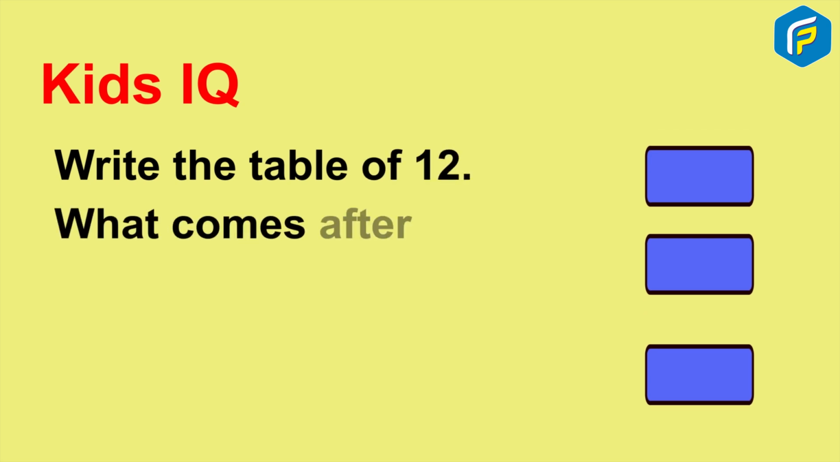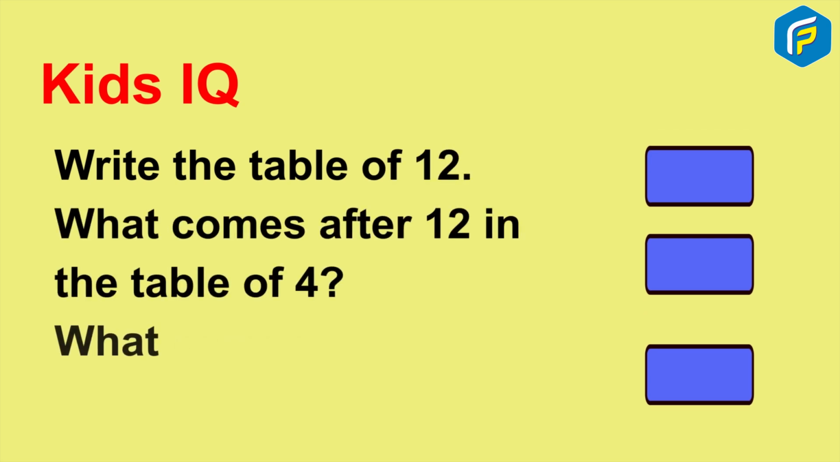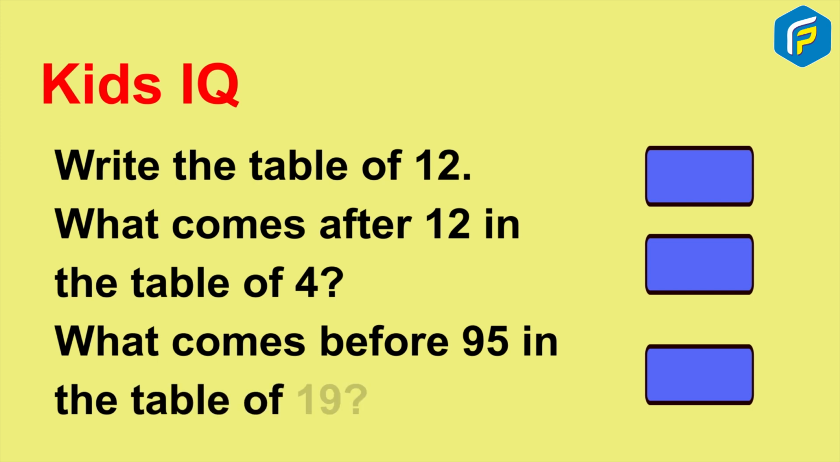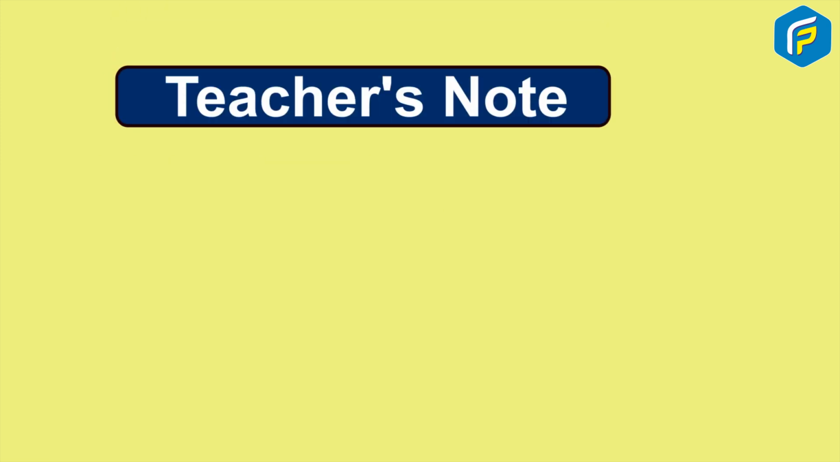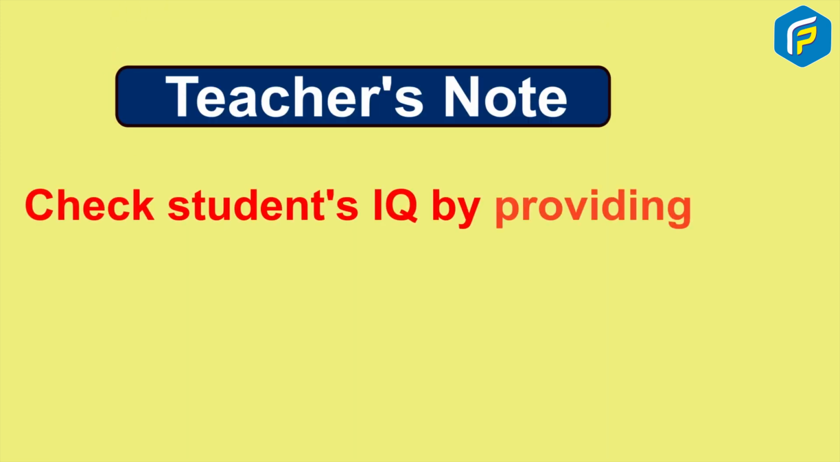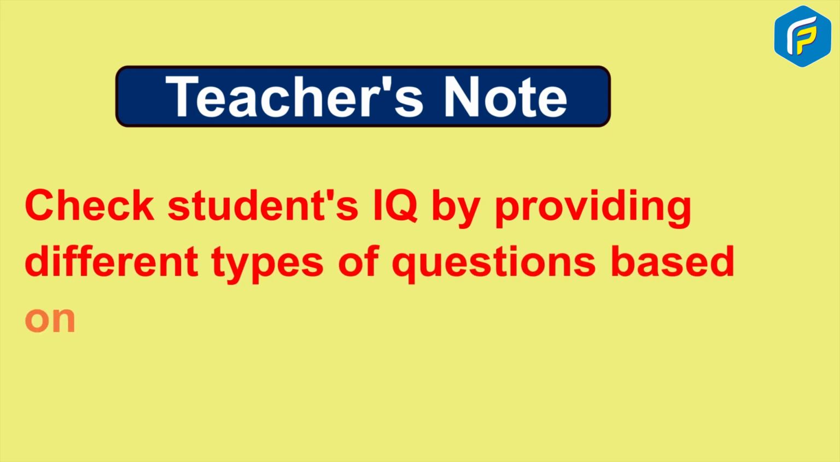Kids IQ: write the table of 12. What comes after 12 in the table of 4? What comes before 95 in the table of 19? Teacher's note: check students' IQ by providing different types of questions based on patterns.